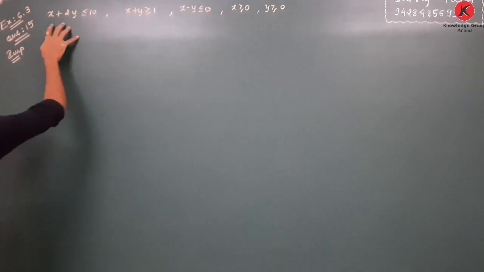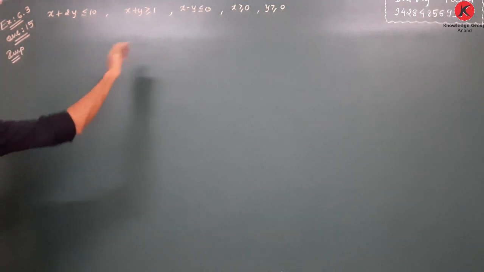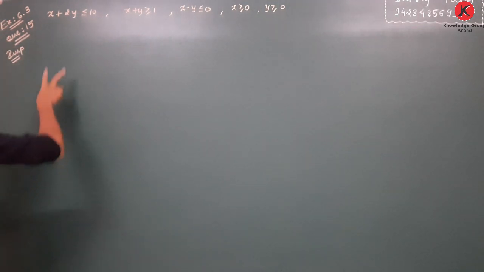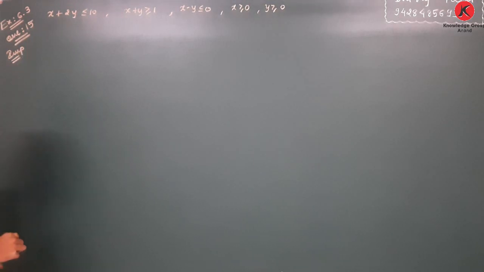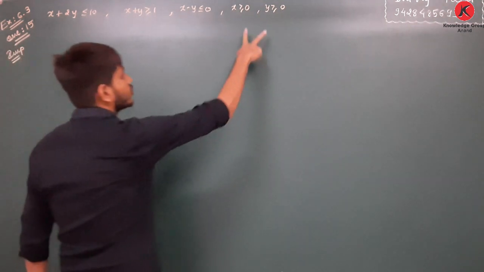See here. In this question, we have to solve the system of linear inequalities. The system is given here: x plus 2y is less than or equal to 10, x plus y is greater than or equal to 1, x minus y is less than or equal to 0, and the last, x greater than or equal to 0 and y greater than or equal to 0.